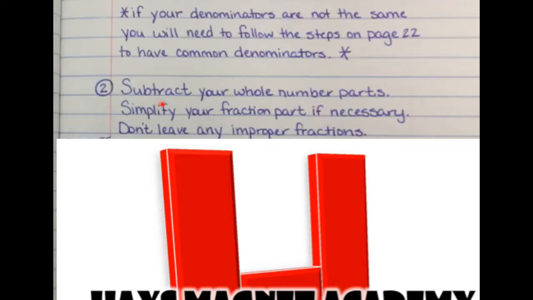The second step is to subtract your whole number parts. Simplify your fraction part if necessary. Don't leave any improper fractions. So get all of those steps copied down, and we're going to do some examples at the bottom.